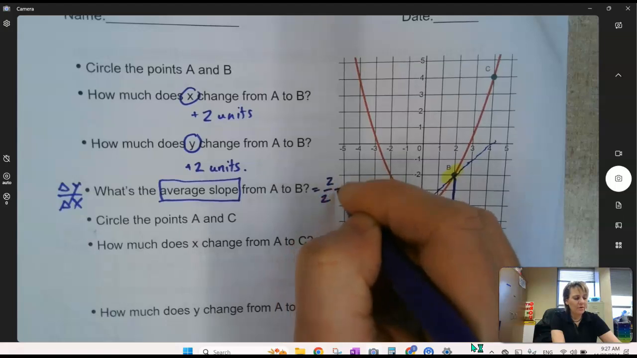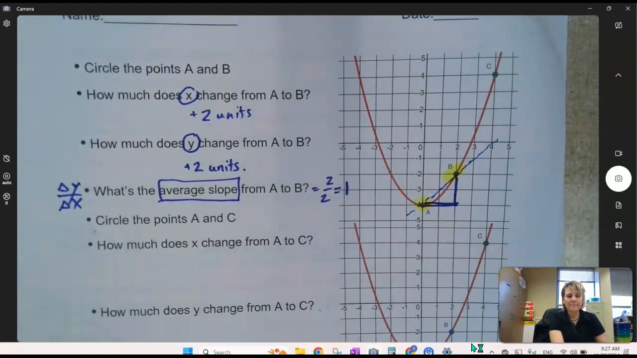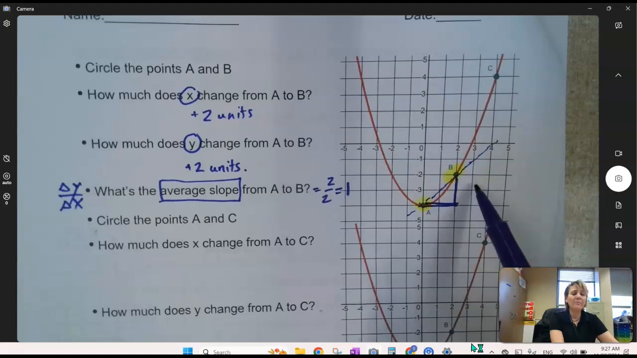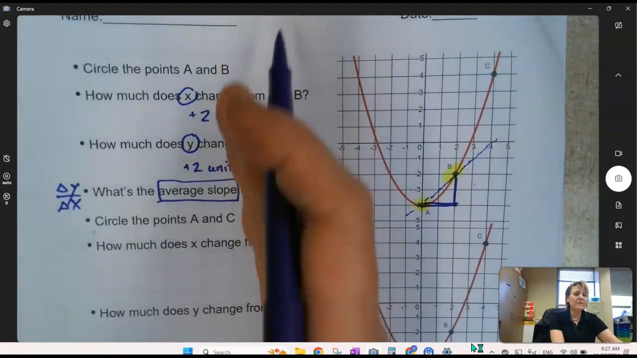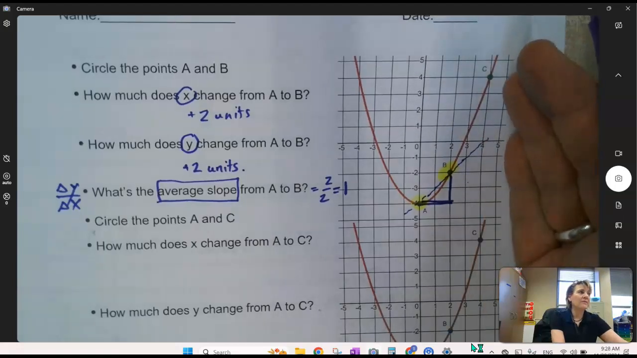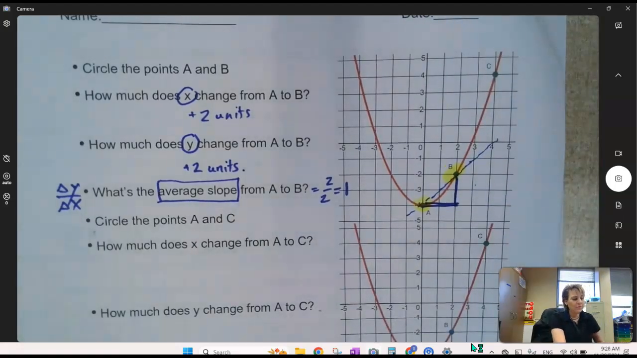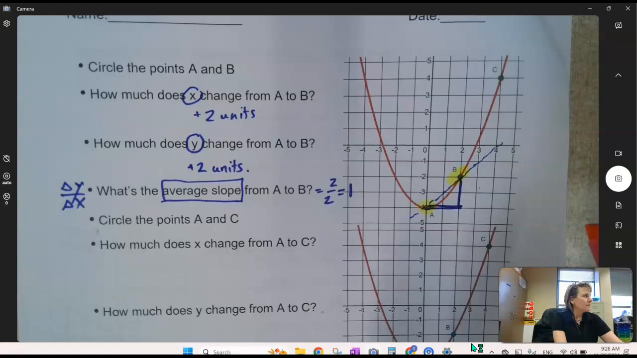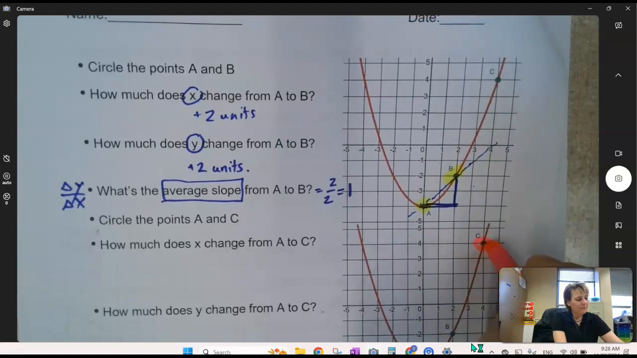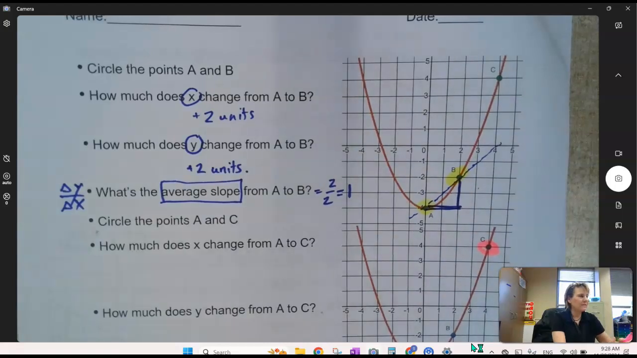2 over 2, thanks, Joel. Okay, so it's just 1. So between points A and B, our average rate of change is 1. Now what's interesting is we have a curve really instead of a straight line. So as we go through this, you'll see that my results change depending on the points that I pick. Voices are still going. Let's have the voices off, please.